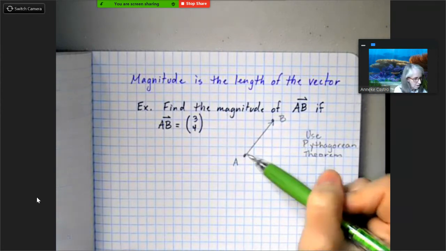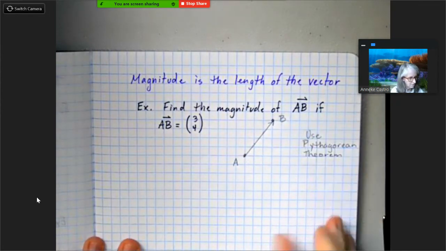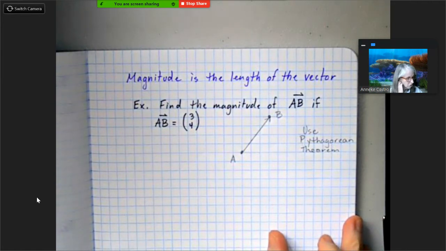So magnitude is just how long is it? How long is this vector? Because a vector represents a direction, but it also represents a magnitude. It has a magnitude, which is represented by its length. So magnitude equals length. How long is this?